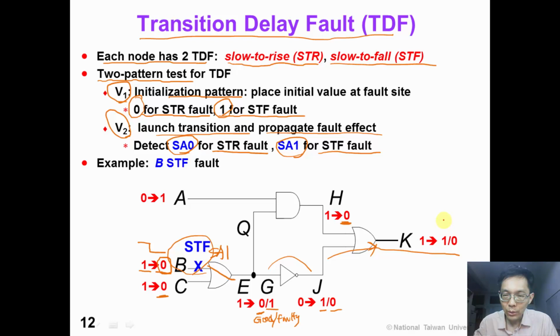For a good value, K is 1. For the faulty value, K is 0. In this way, we can detect a stuck-at-1 fault in the second pattern. Since we already have a falling transition at the faulty node, and we detect the stuck-at-1 fault in the second pattern, this pattern detects B slow to fall transition fault.